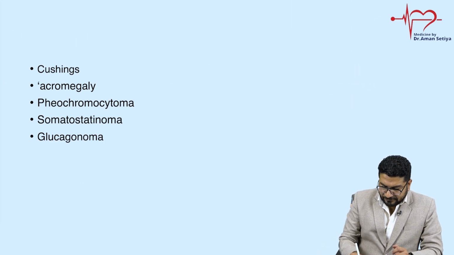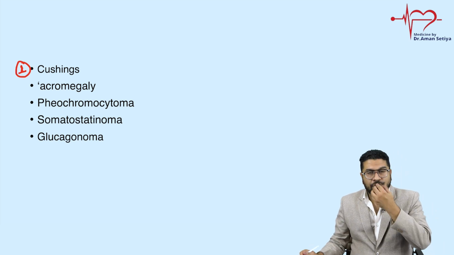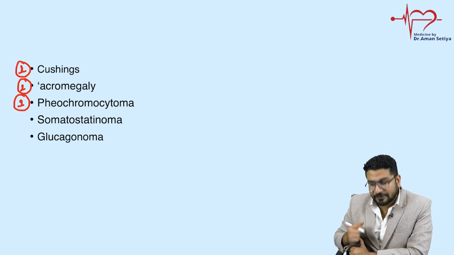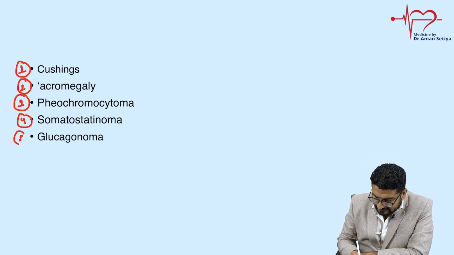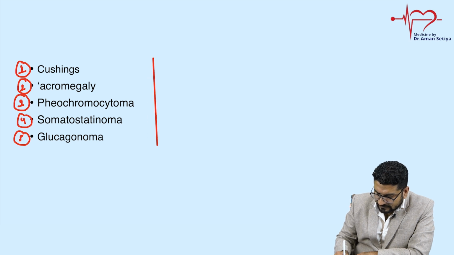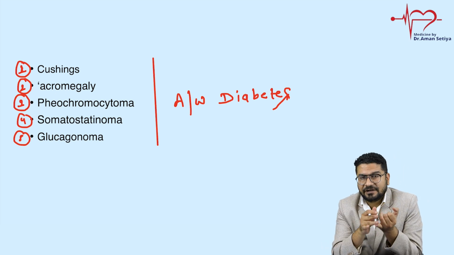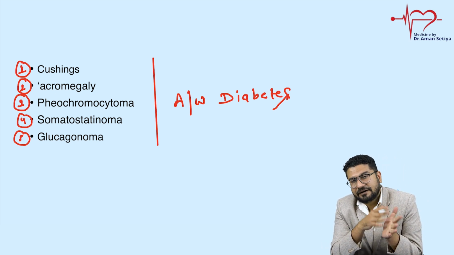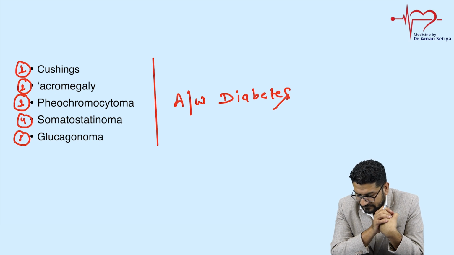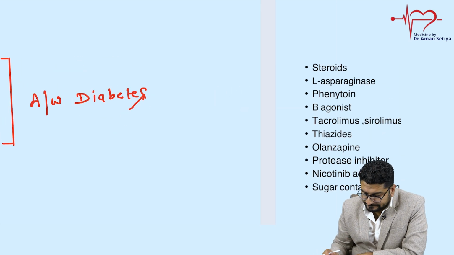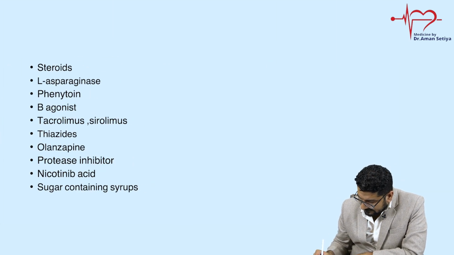Now understand this, these are some syndromes. Cushing syndrome, there is more cortisol; acromegaly, there is more growth hormone; pheochromocytoma, that's a tumor of adrenal medulla; somatostatinoma and glucagonoma. These are conditions which are associated with diabetes, or I can say these patients are prone to develop diabetes. For example, Cushing syndrome patients are generally pre-diabetic or diabetic. Similarly, acromegaly people are at risk of developing diabetes. So these are few other endocrine diseases associated with diabetes you have to remember.